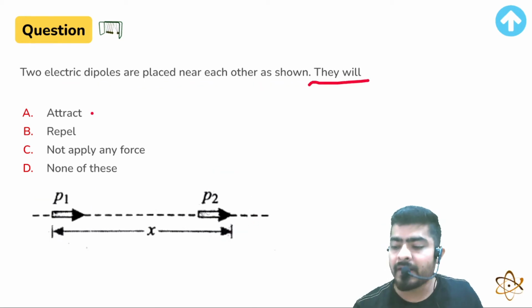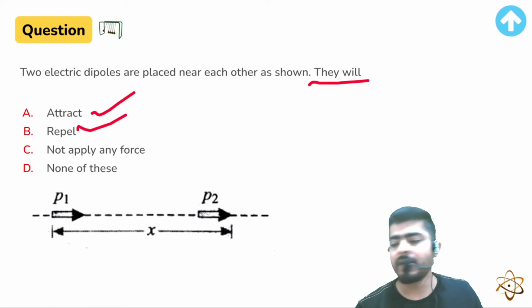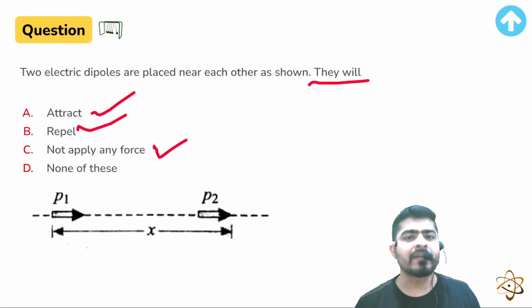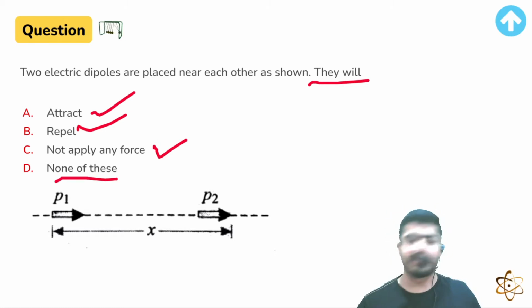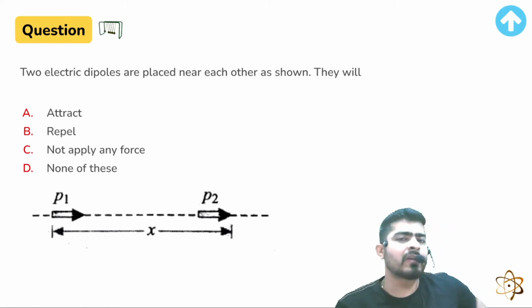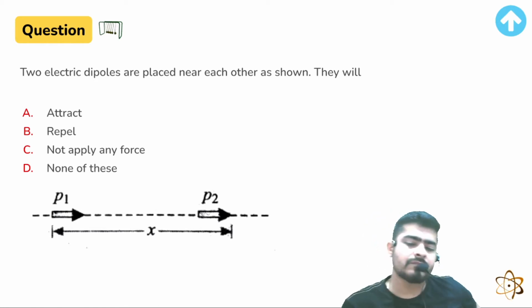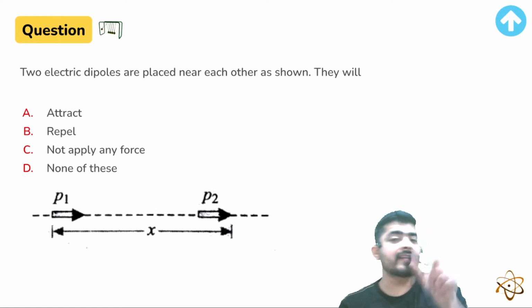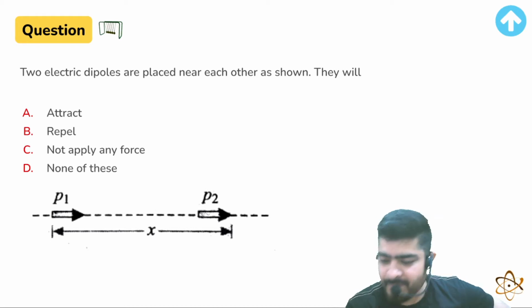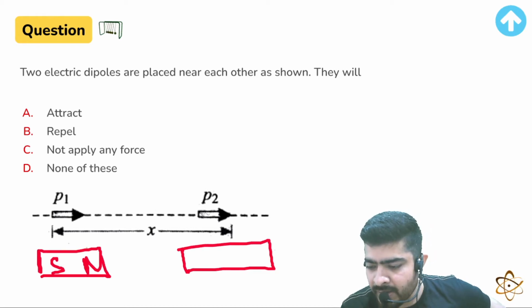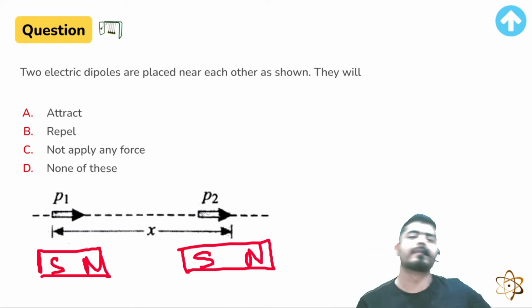Will they attract, repel, apply no force? That means they are not attracting or repelling, or none of these. Which option is correct? So think over this. Easy question. I'll give you a hint: replace the dipole with a magnet. Here I got one magnet. Here I got another magnet. And think what will happen.